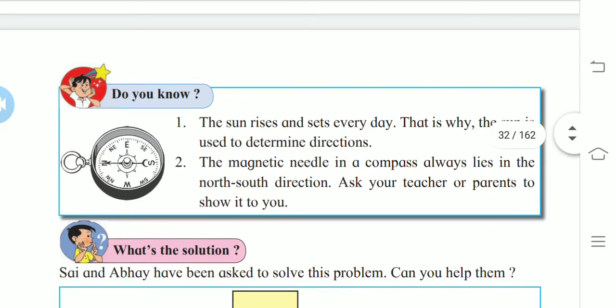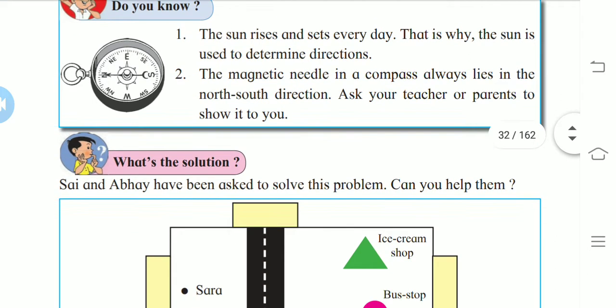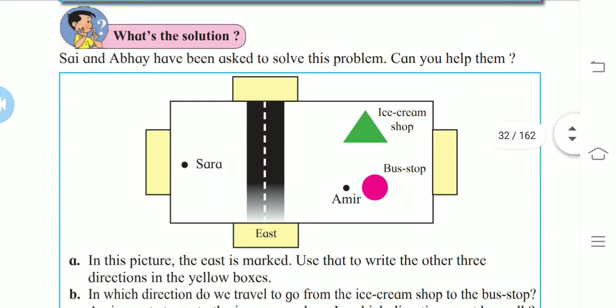Next, do you know the sun rises and sets every day? That is why the sun is used to determine directions. The magnetic needle in a compass always lies in the north south direction. Ask your teacher or parent to show it to you. What's the solution? Sai and Abhay have been asked to solve this problem. Can you help them?